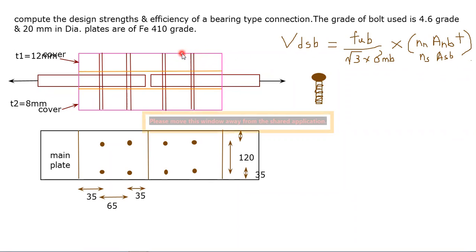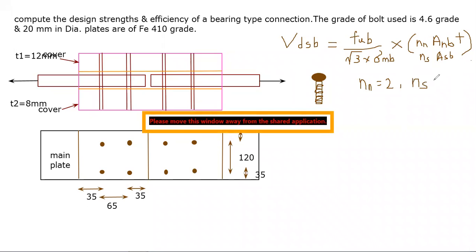Because there are total three plates. One is at the top, one is at the bottom, and one is at the center. At the center there is the main plate, then 12 mm thick is the top plate, then 8 mm thick is the bottom plate. Okay, so three plates are there, that's why there are two shearing planes which will cause shear on the bolt. And we are here considering the whole bolt as a threaded section. Then in such case, your NN value will be equal to 2, and the value of NS will be equal to 0.